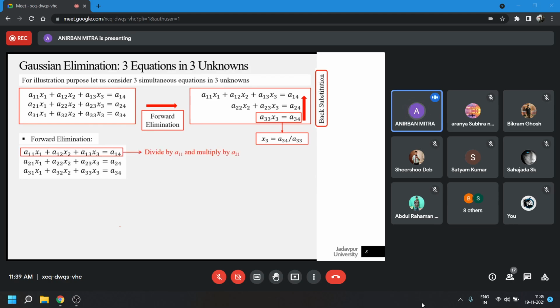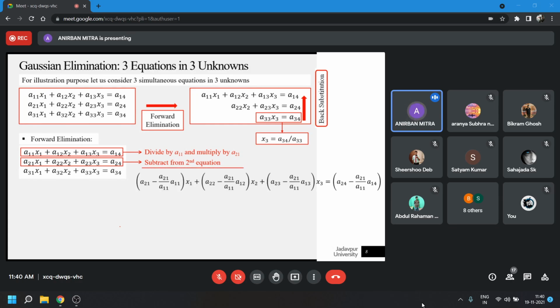In this 3x3 system, we'll consider the first equation as the pivot equation. And we'll divide it by a11 and multiply it by a21. Then we'll subtract it from the second equation. So what we have done, we have divided the first equation throughout by a11, multiplied it by a21. Then we are subtracting it from the second equation. So what happens? Something like this is obtained.